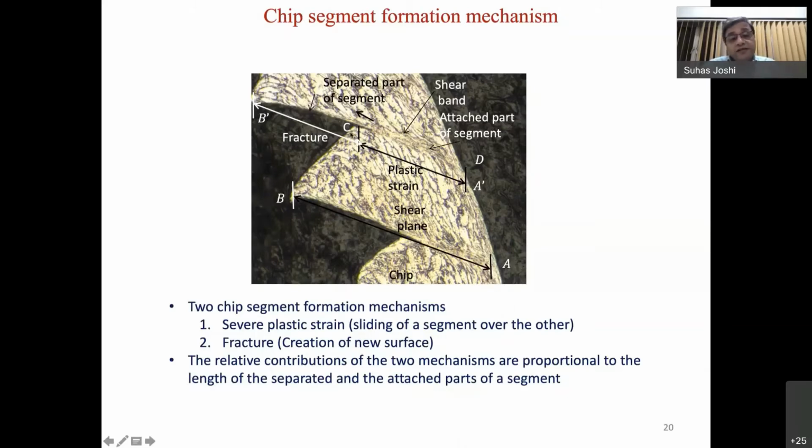So this particular segment is formed, and you can see that there is friction and there is a band, whereas the internal microstructure remains more or less the same as that of the base material, and there is severe band formation at these two ends, between the two segments. The relative contribution of the two mechanisms, plastic deformation and fracture, is proportional to the length of the separated region. Whatever the length, that proportionately tells you how much is fracture and how much is plastic deformation during this formation.